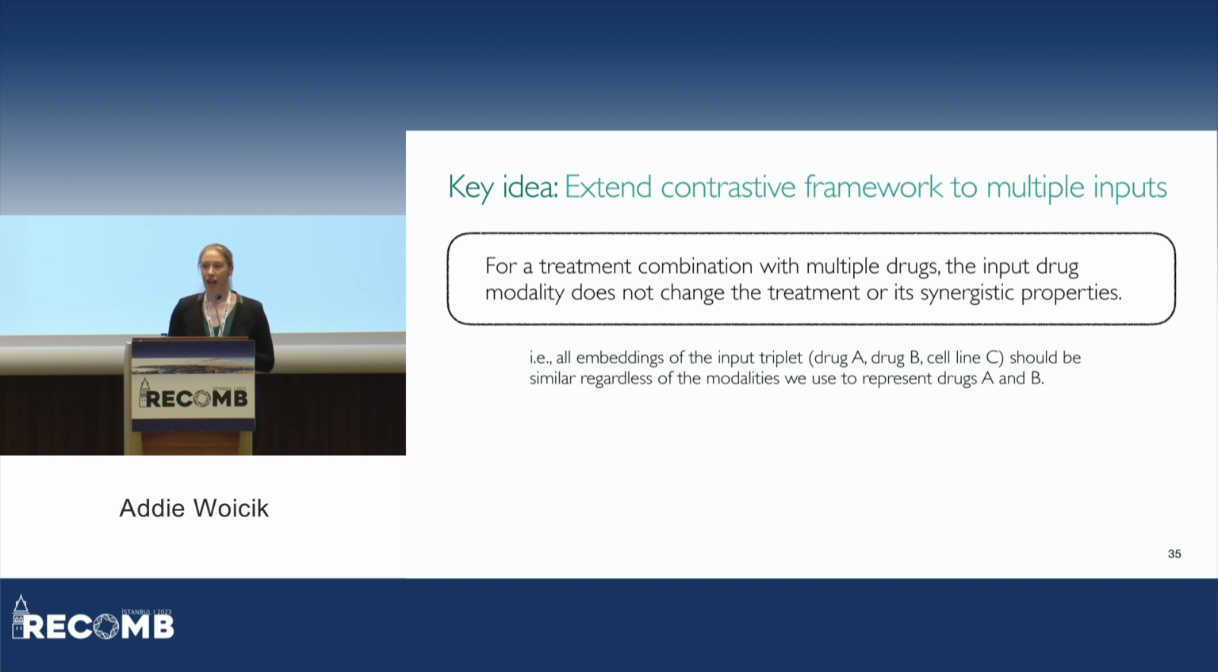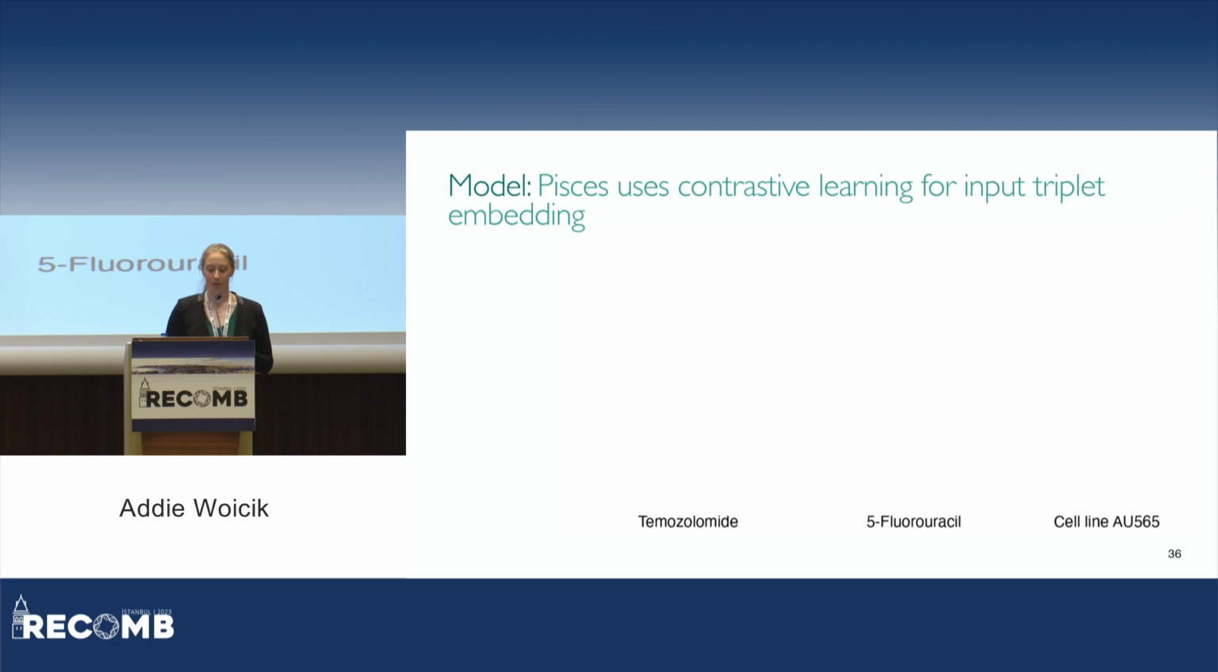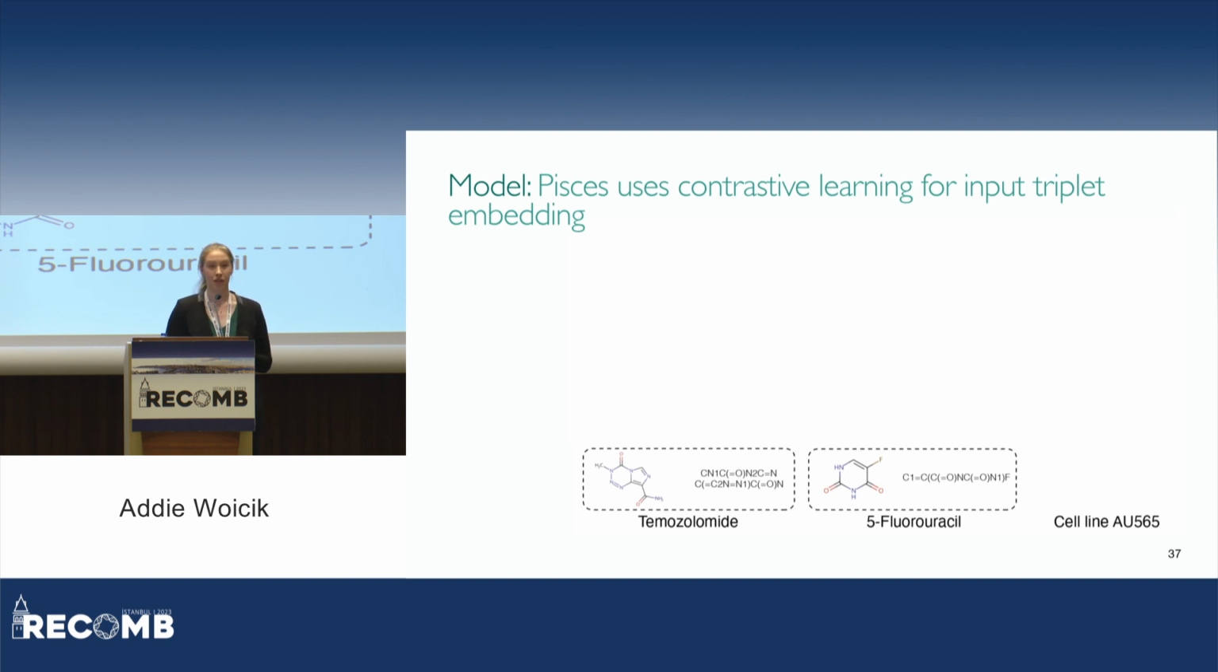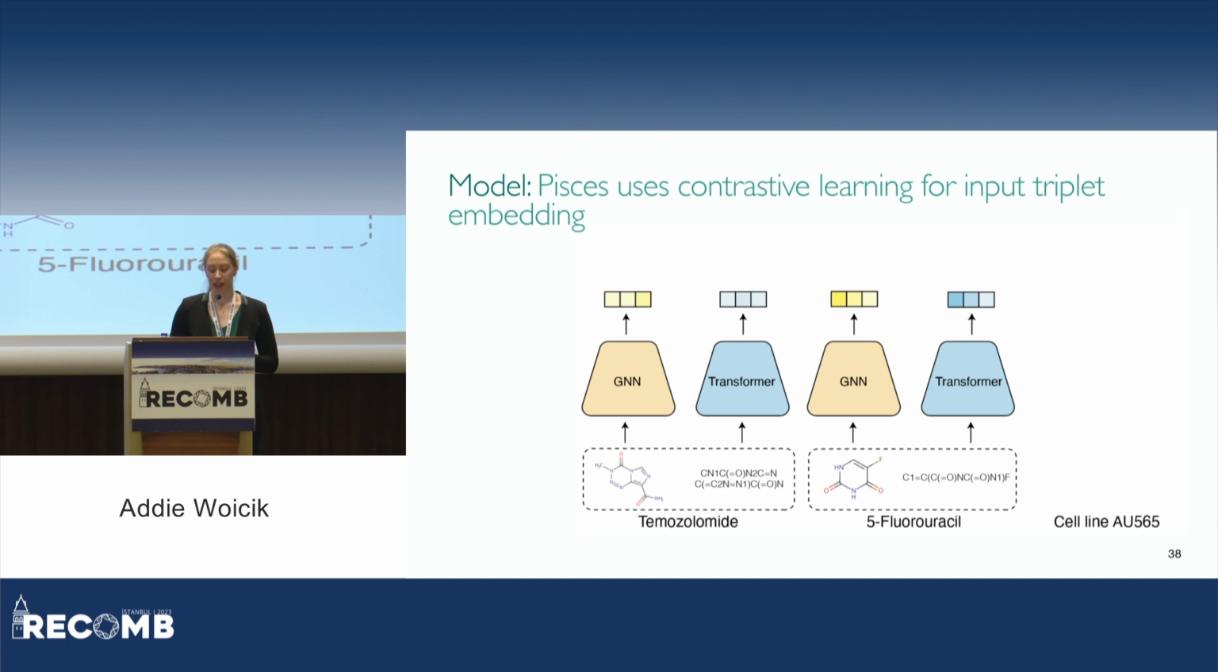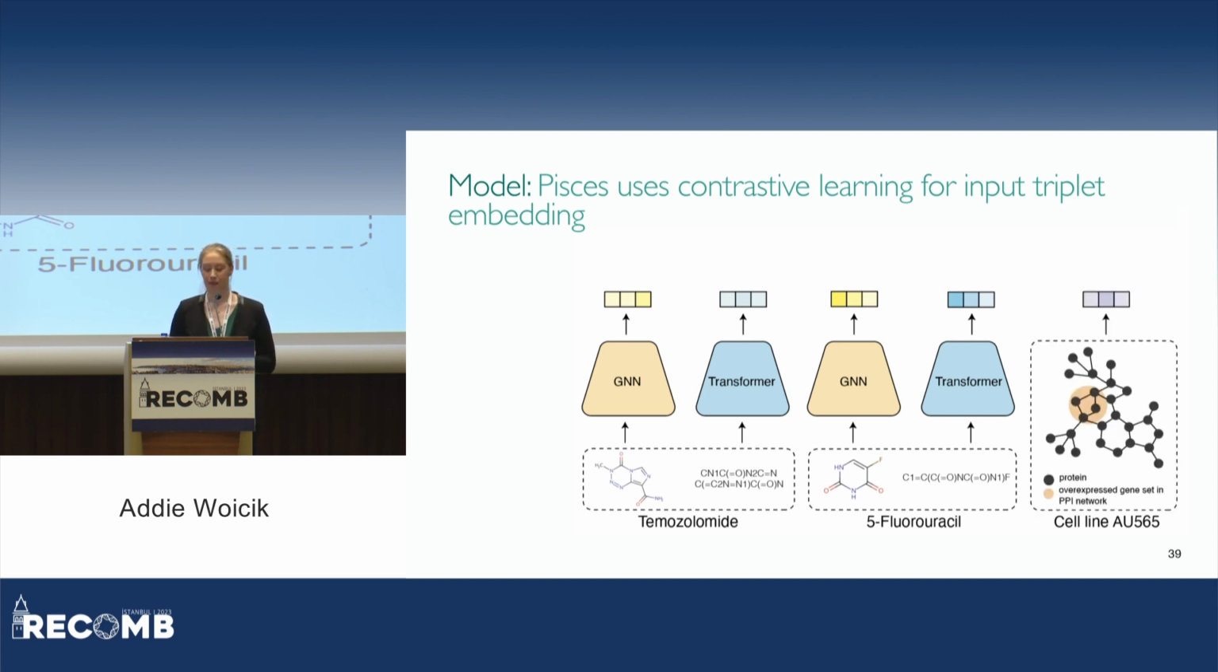So now we can look at the Pisces model as an example. Taking in two drugs and a cell line. For the drugs, we consider both the molecular graphs and the SMILE sequence as inputs. We embed the molecular graphs using a graph convolutional neural network and the SMILE sequence using a transformer, producing 4 different embeddings for those 2 input drugs. We then also embed the cell line using the overexpressed gene set in the protein-protein interaction network.